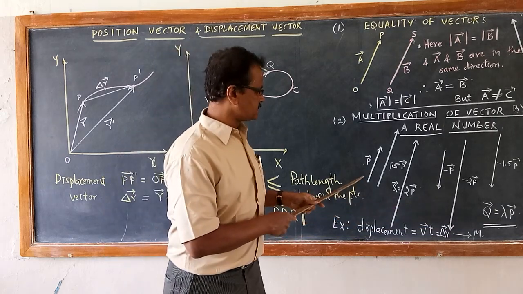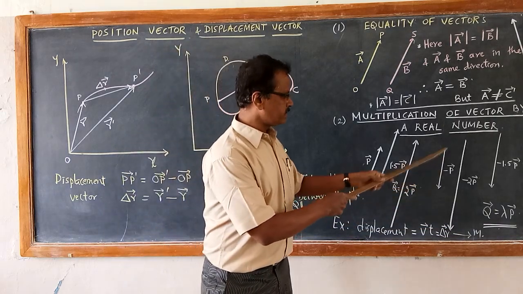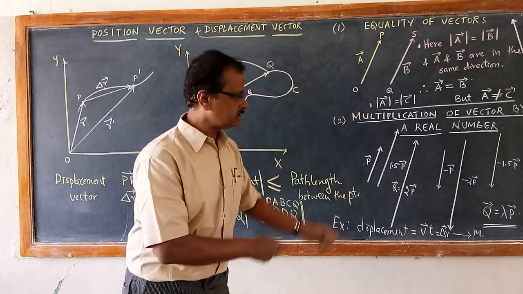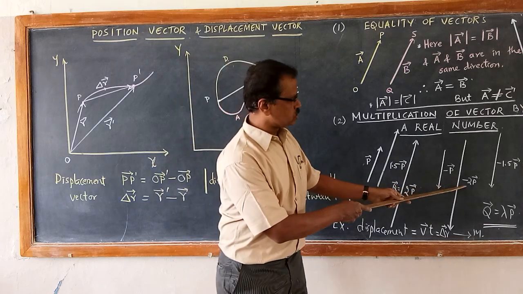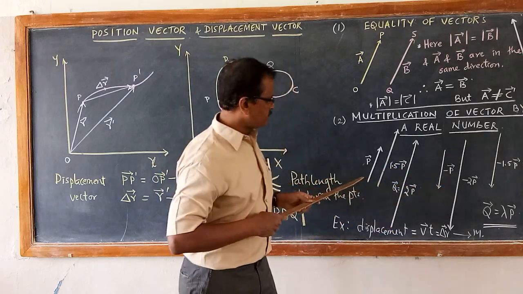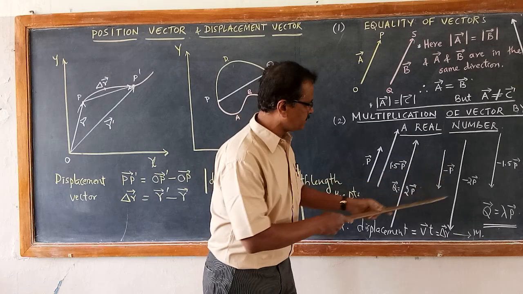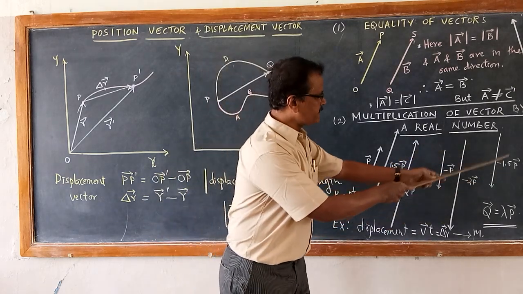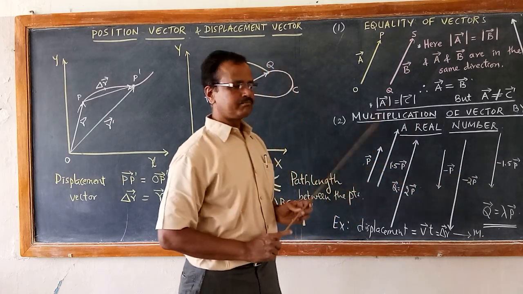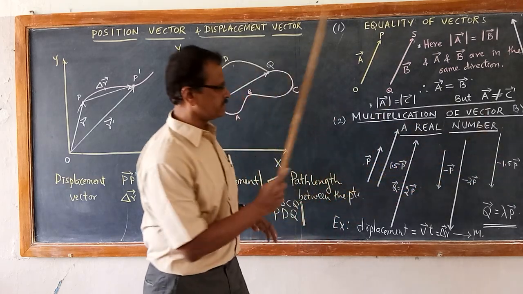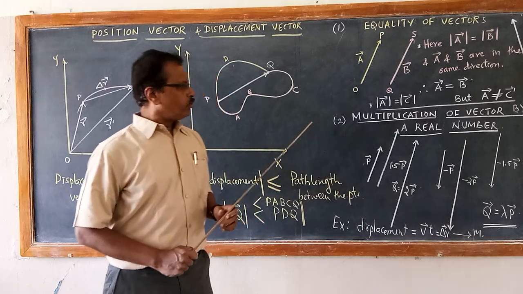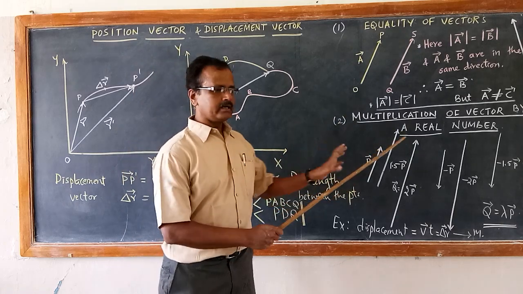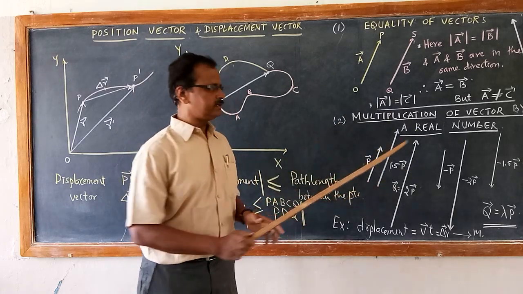If I multiply this p by -1, then I will get another vector which is of the same magnitude but downwards. Similarly, -2 times p, I will get magnitude 2 times p but directed vertically downwards. This is -2 times p. This is -1.5 times p, as we have seen. So we get another vector when we multiply a vector by a real number. So this is very important.